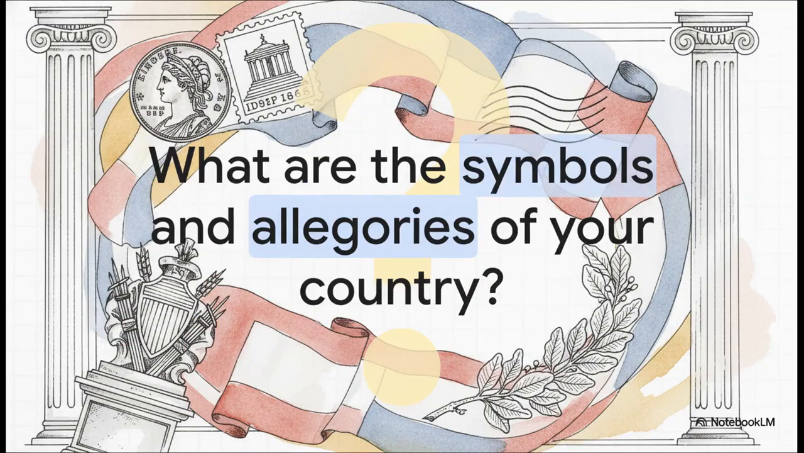Which brings us to a final provocative thought to wrap up our explainer today. What are the nationalist symbols and allegories of your own country? Seriously, next time you hold a coin, buy a postage stamp, or walk past a public statue in your hometown, take a much closer look. Try to decode the visual language being used, because once you understand how national identity is visually constructed, I promise you, you'll start seeing it absolutely everywhere.